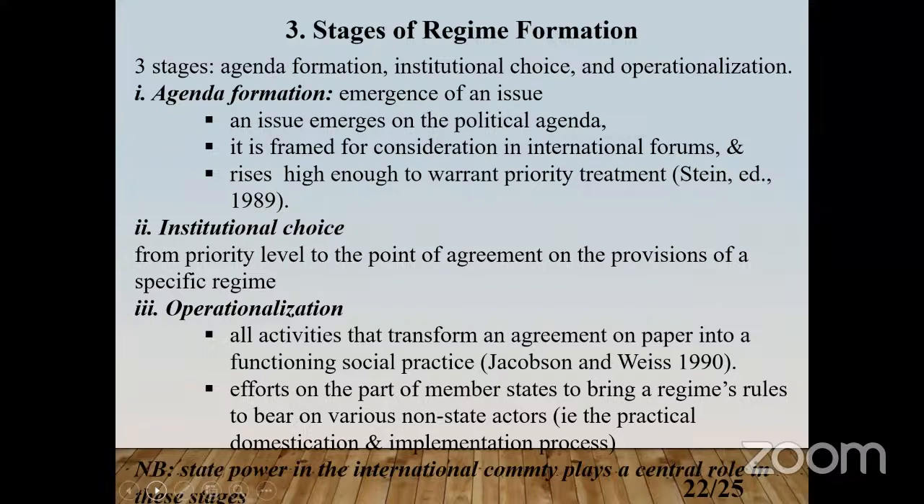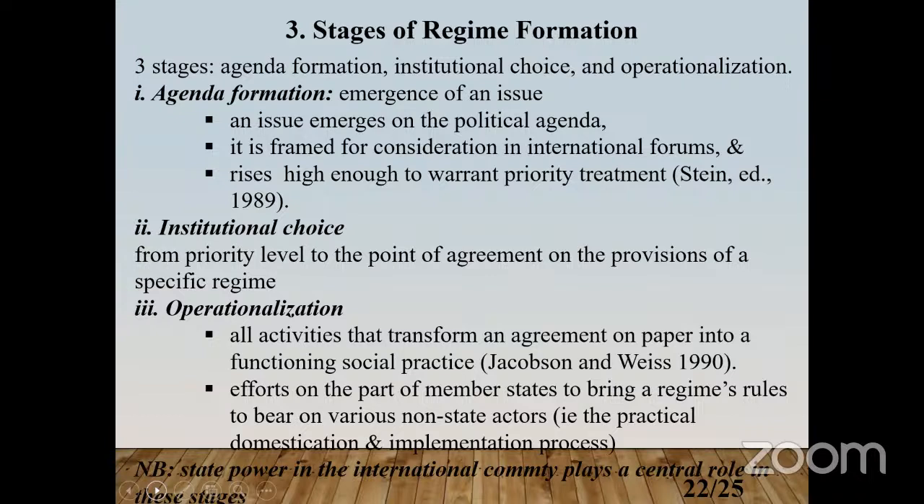But the philosophy, the understanding is more or less the same. Stages of regime formation, three stages. It begins from agenda formation, then institutional choice, then operationalization. So when you talk about the first stage, that is the agenda formation, we're talking about how an issue emerges.